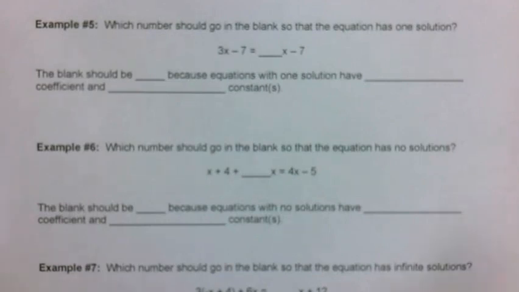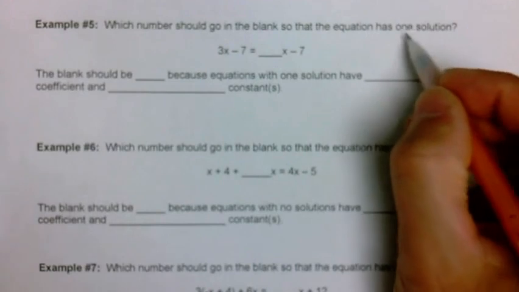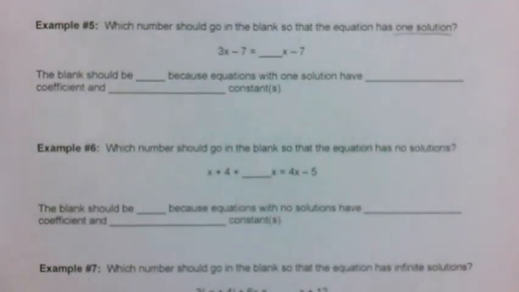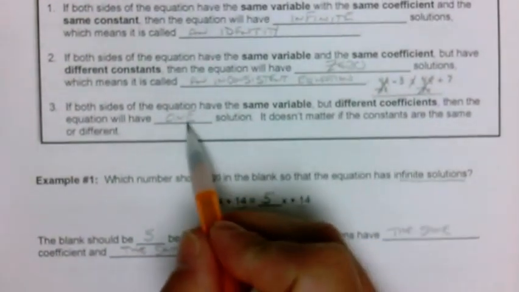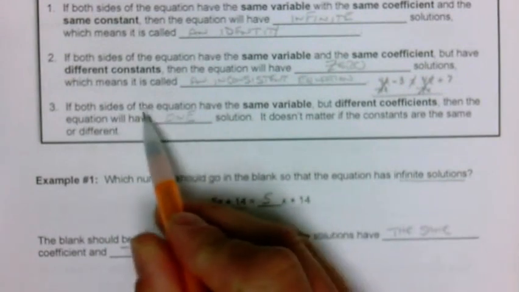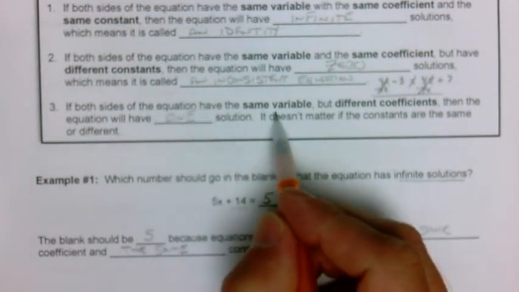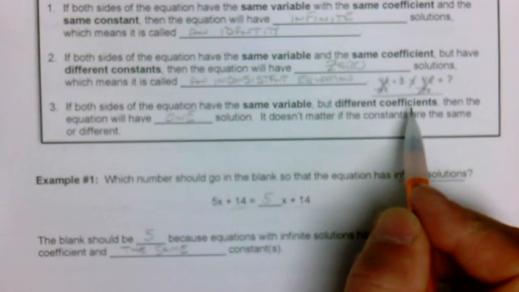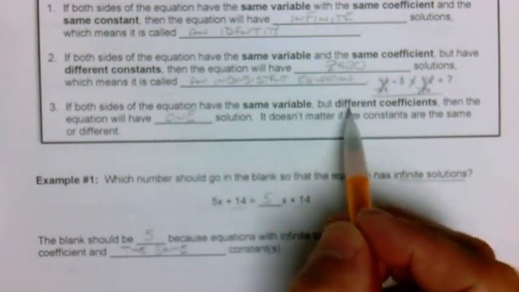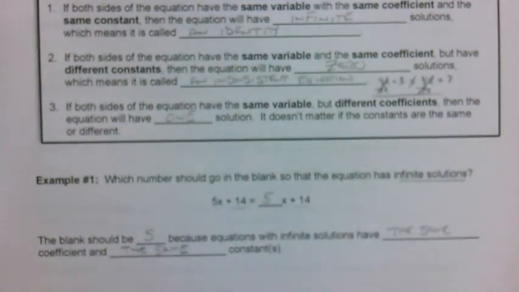In our next example, we need to determine what number has to go in the blank here so that the equation will have one solution. If we recall from earlier in the video, for there to be one solution, both sides of the equation need the same variable but different coefficients. It doesn't matter if the constants are the same or different. What does matter is that the coefficients are different.